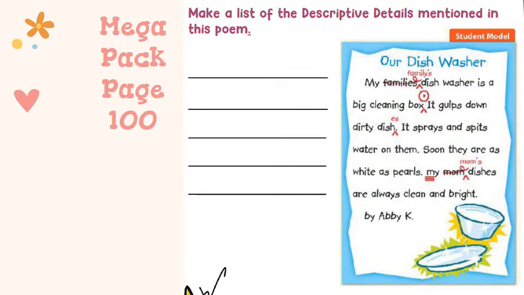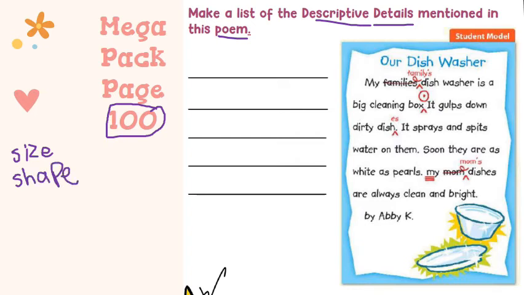You can open Megapack, page 100. Our dishwasher. Make a list of the descriptive details mentioned in this poem. Okay, remember, it can be size, shape, color, spatial words, number, okay? My family's dish. Remember what we talked about, possessive as well. So families, you cannot write like that. So if I want to correct your word, I do it like this, cross the ES and then correct it for you like that.